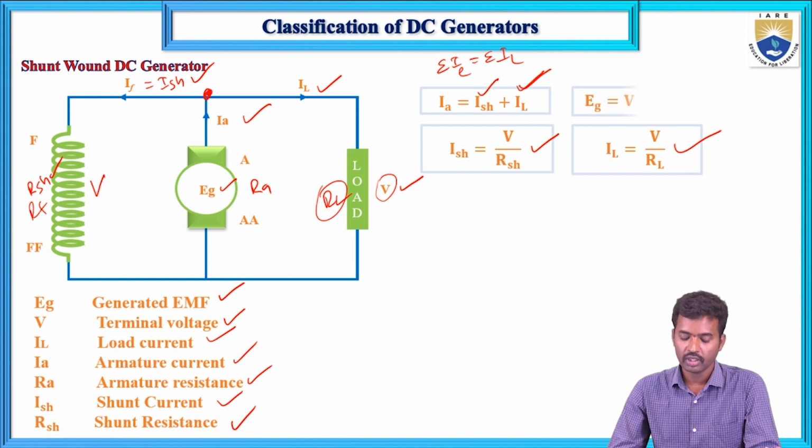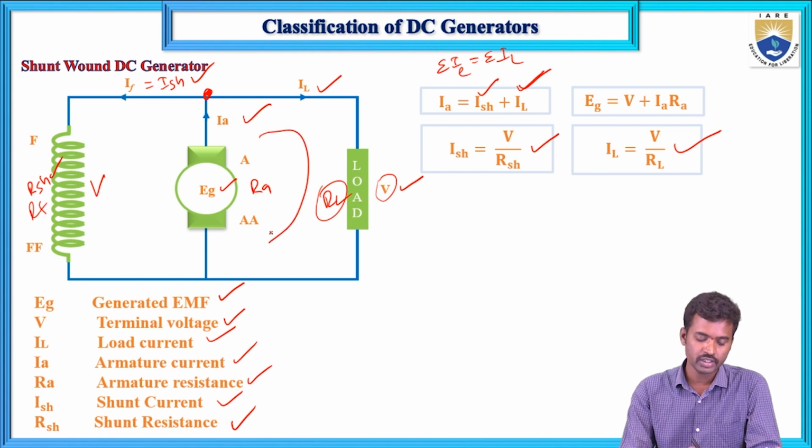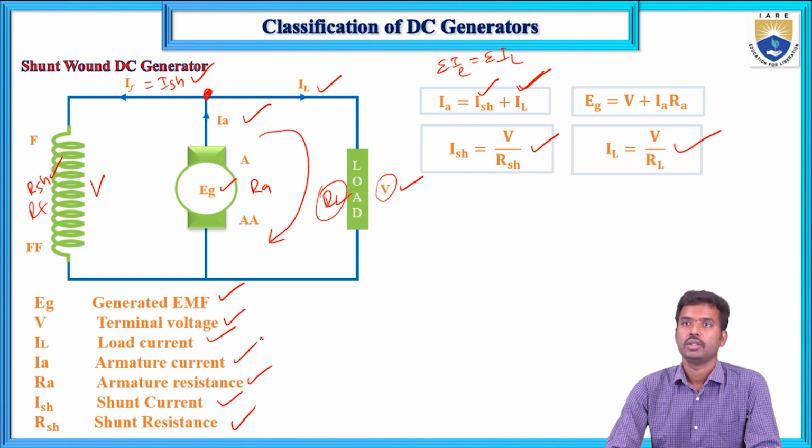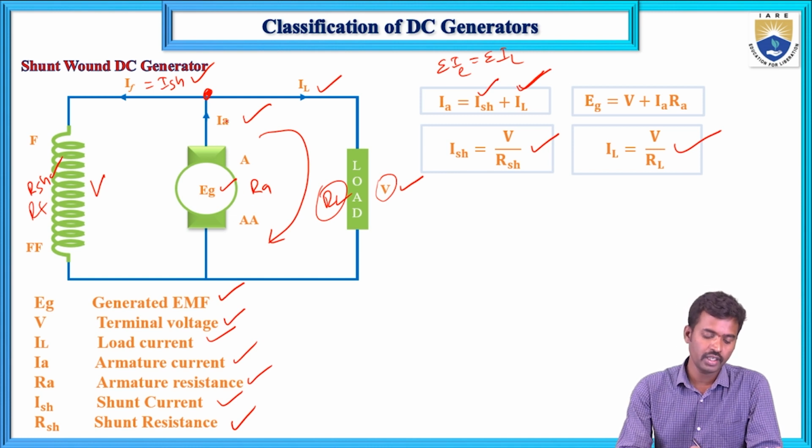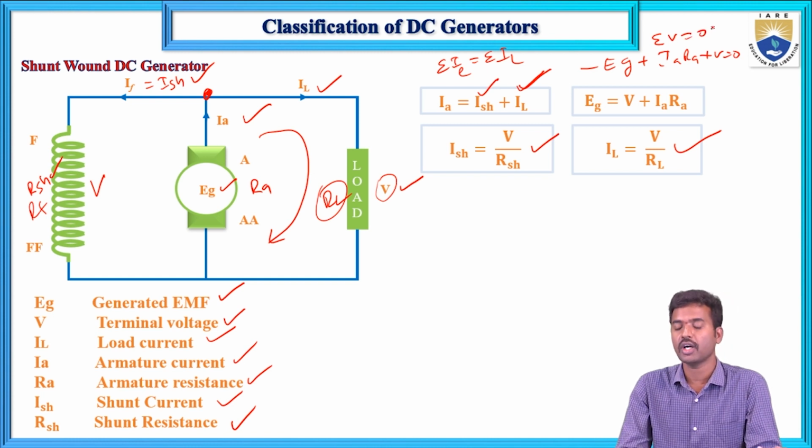Now EG equals V plus IARA. If you apply KVL in the second loop, minus EG plus IARA plus V equals 0. The algebraic sum of total voltages in a loop equals 0 according to Kirchhoff's voltage law.